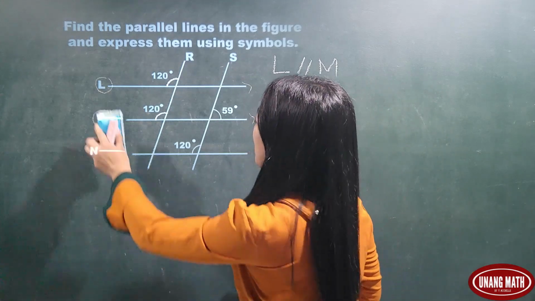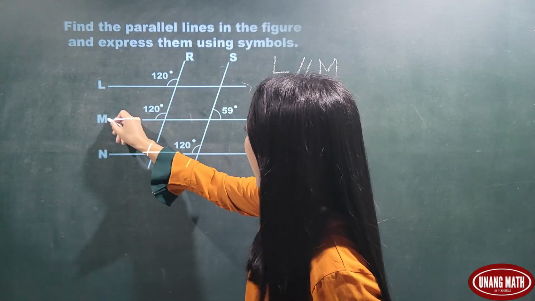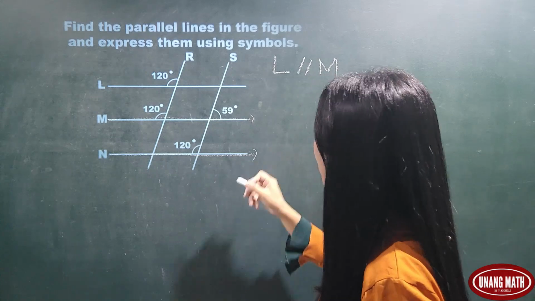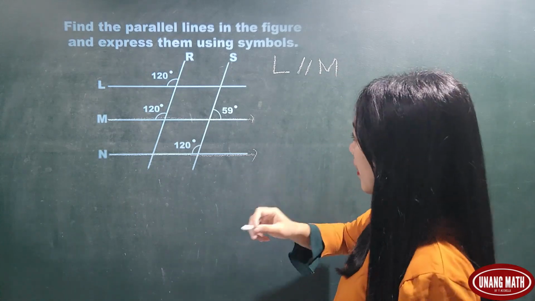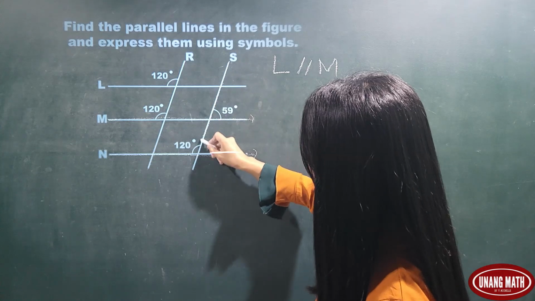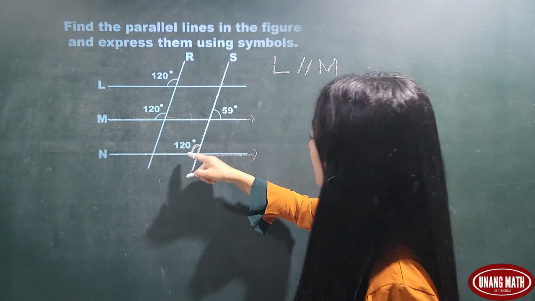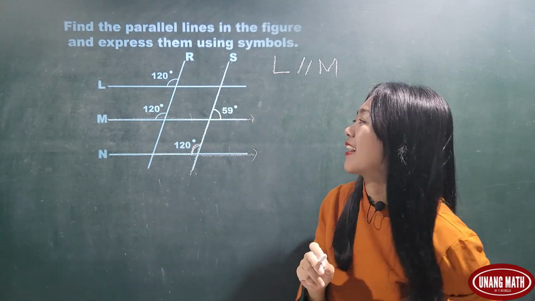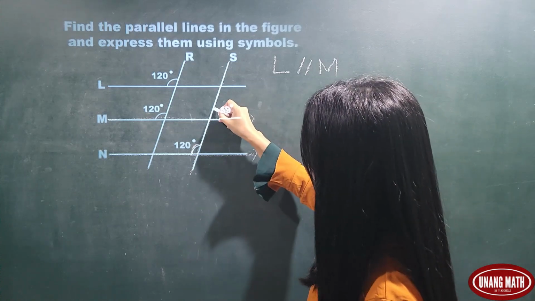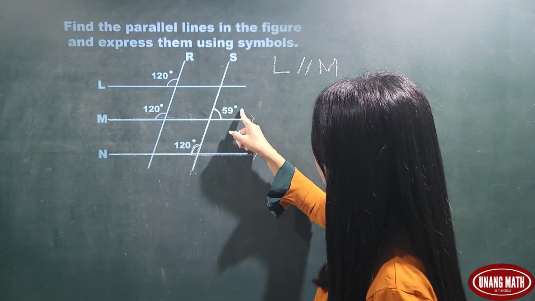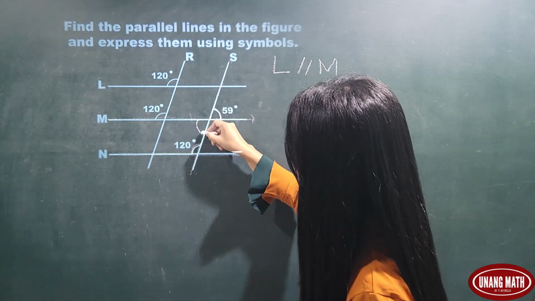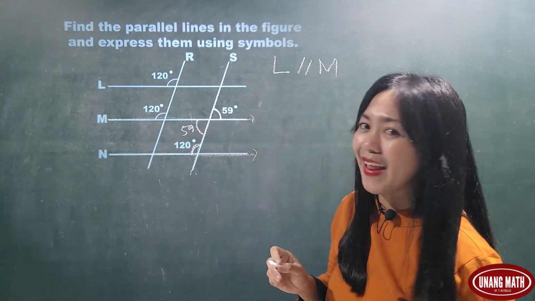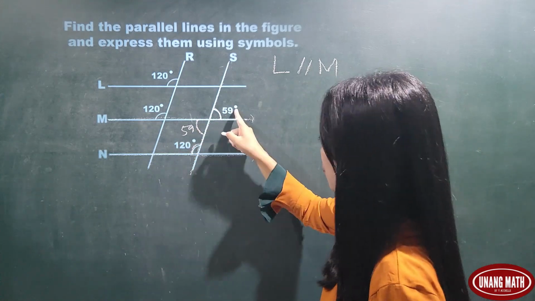Next, what about line M and line N? Let's find out if these two lines are parallel. This time we will use transversal line S because this is given and this angle is also given. So we have two given angles. This is 59 degrees. Then this vertical angle is also 59 degrees because vertical angles are equal in measure.